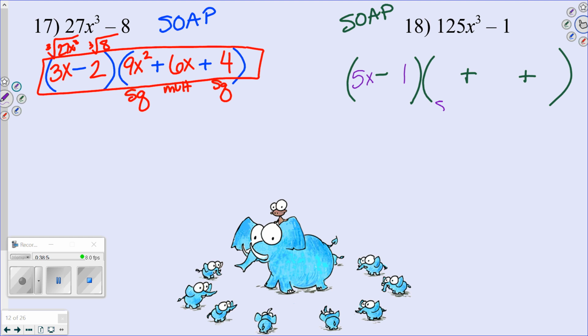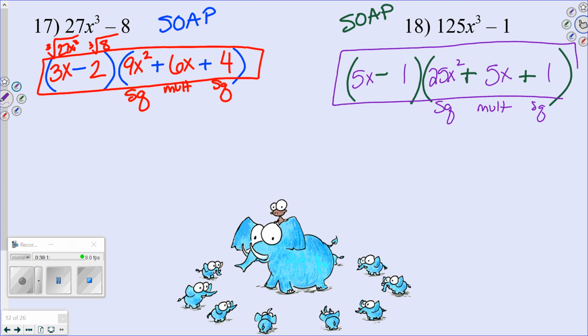All right, and then over here, square, multiply, square. So square the first, 5x squared, 25x squared. Multiply the two of them together. It's 1 squared. I am done. Take the cubed roots and then square, multiply, square. Not that hard. It really is. Thank you. The grouping.